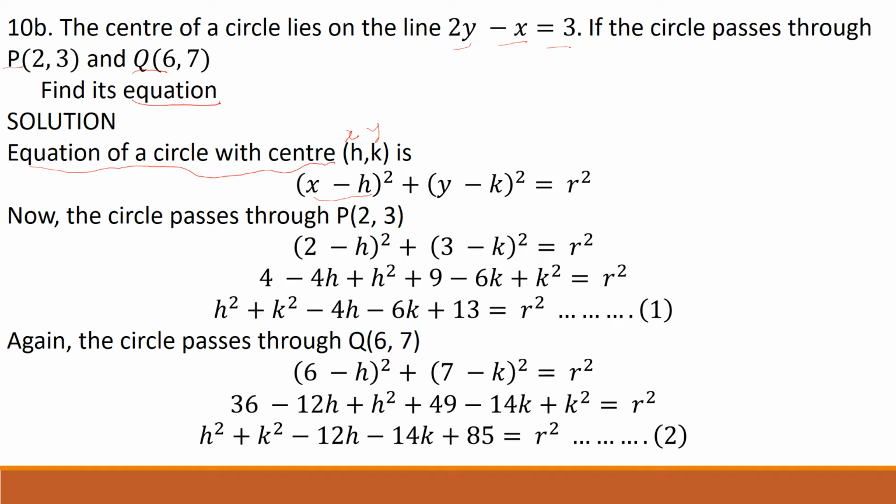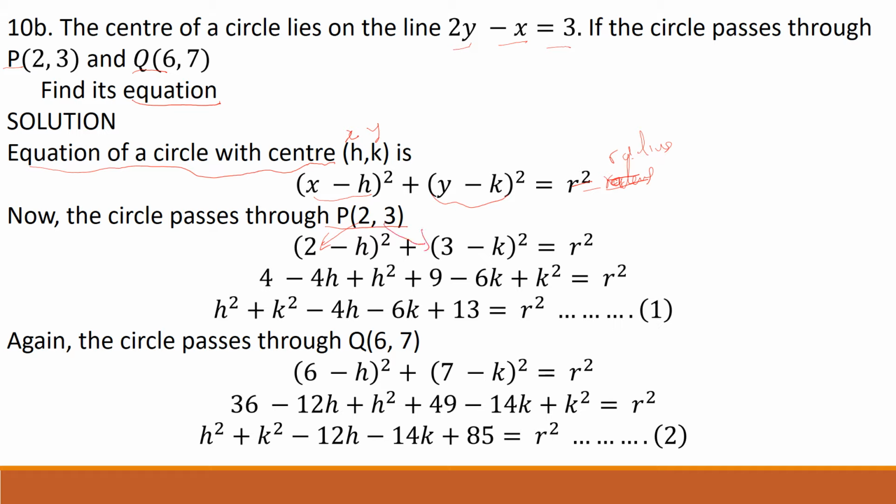Okay, so I have the equation. This is the equation of a circle, (x minus h) squared plus (y minus k) squared equals r squared, and r here is the radius. Okay, this is the radius. So let's say it passes through P. So this is our P. For x we have 2, for y we have 3.